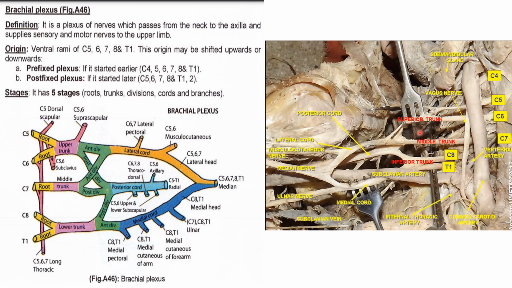And then the trunks are giving us the divisions. These are the divisions. You can see these three things as the divisions. Then the divisions are giving us the lateral cord, posterior cord, and the medial cord. Then the cords are getting divided into the nerves, the branches of the nerves. Okay, so that's how it is.